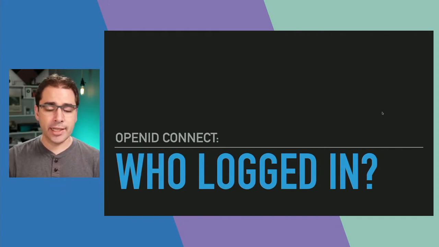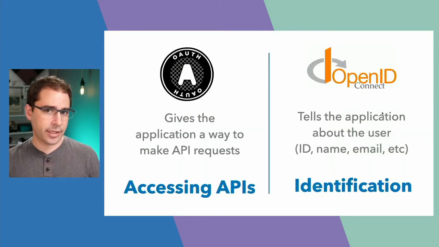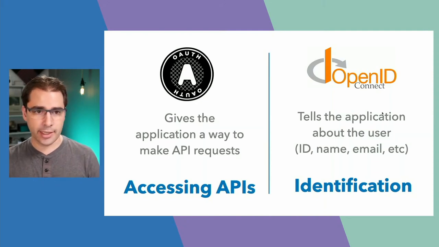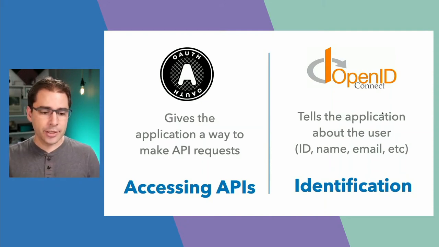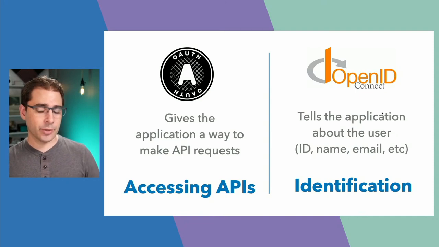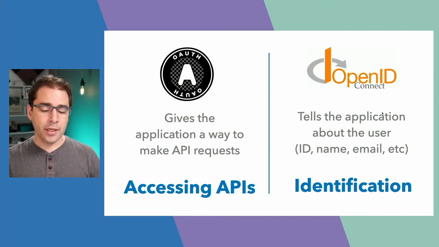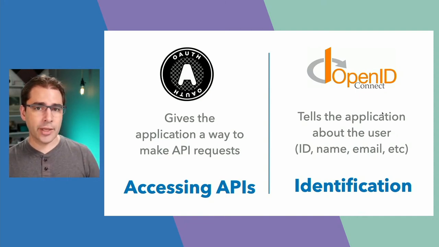So again, OpenID Connect is not a whole new thing. It's a small new thing. It is a layer on top of OAuth. So we've already seen how OAuth works. We've gone through a flow. We want to see now, how do we actually learn about the user?